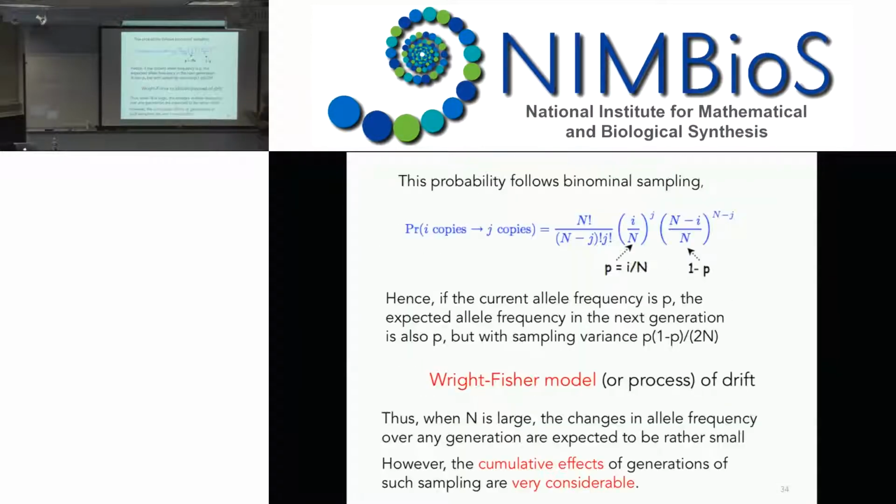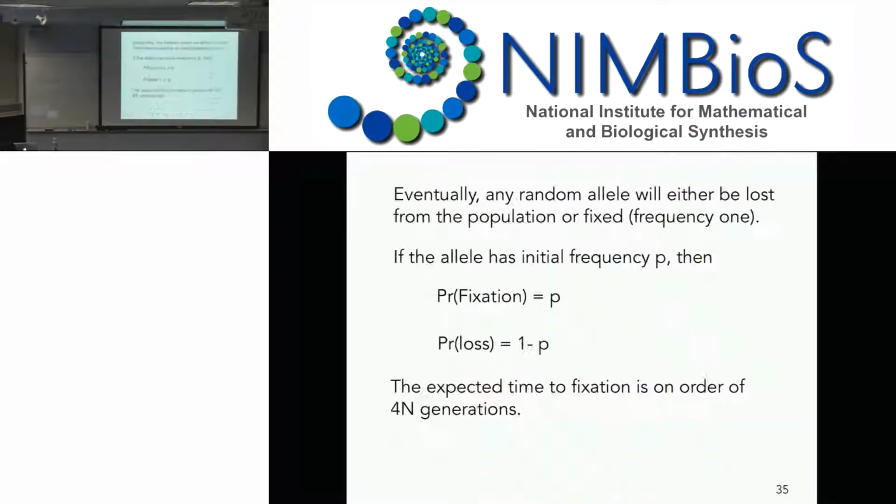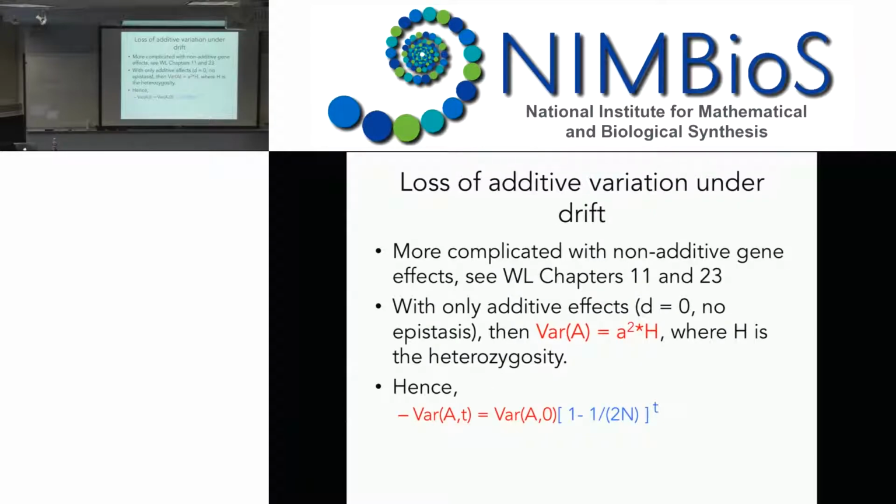It's important because of additive variation. Let's go back and look at our expression I went through quickly for additive variation. There it is: 2p(1-p) times the effect. If I've got no dominance, additive variation is simply the heterozygosity, 2p(1-p), Hardy-Weinberg, times the squared effect. So loss of heterozygosity means your additive variation is going down over time. Just as allele frequencies change, your additive variation is also changing.